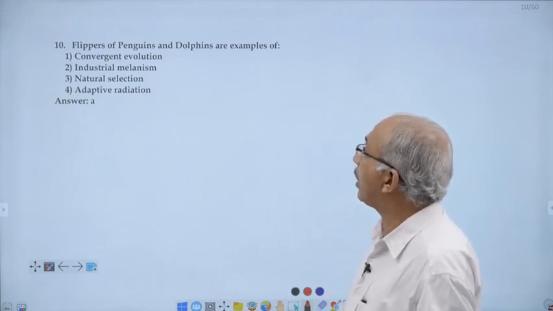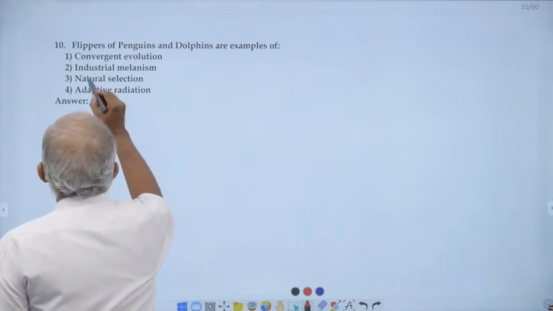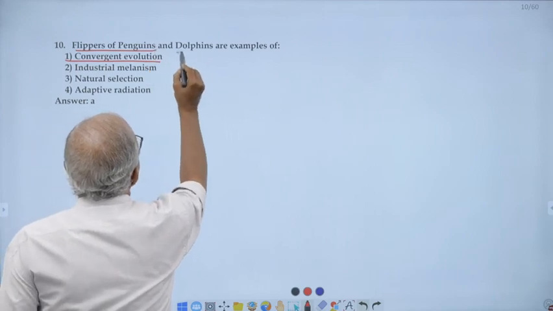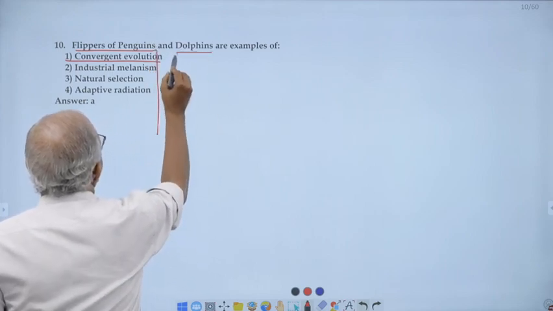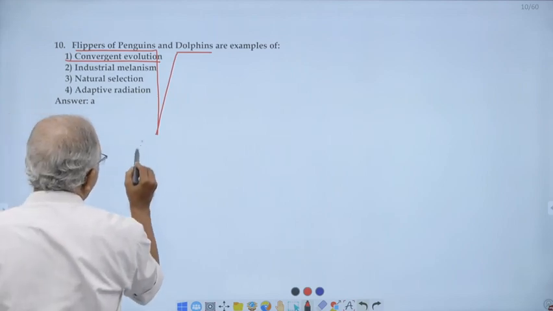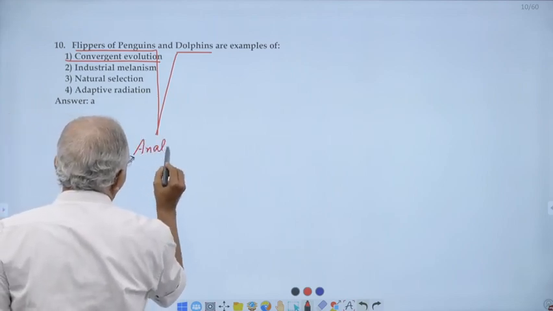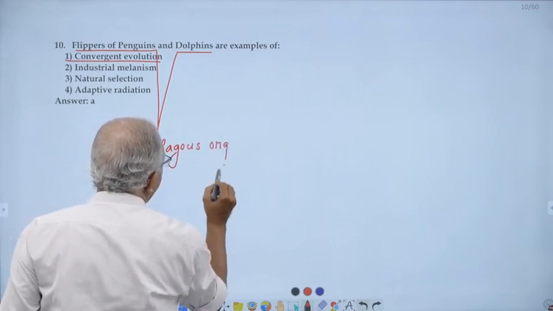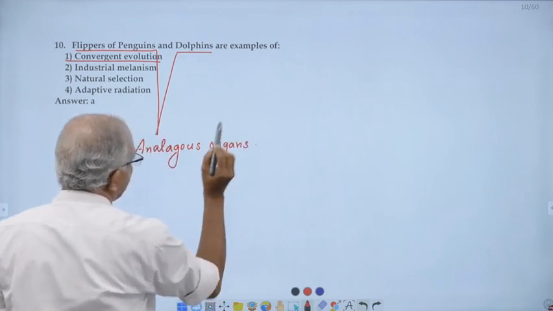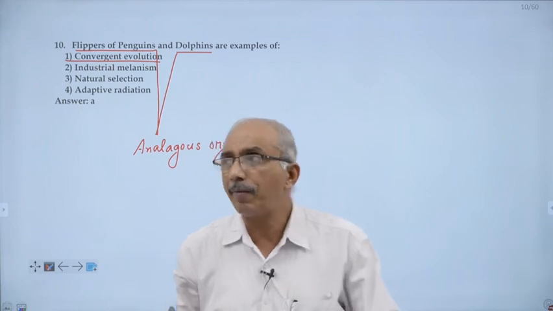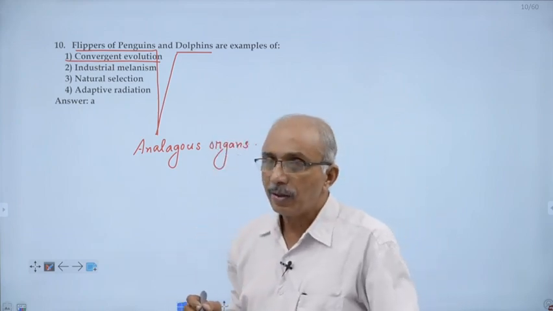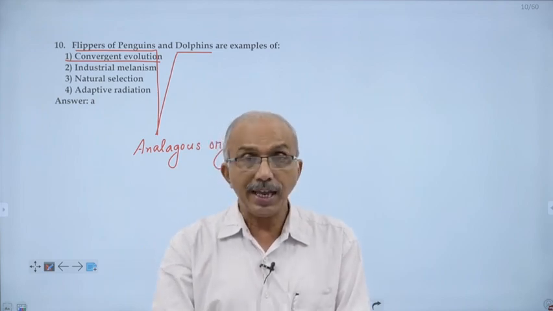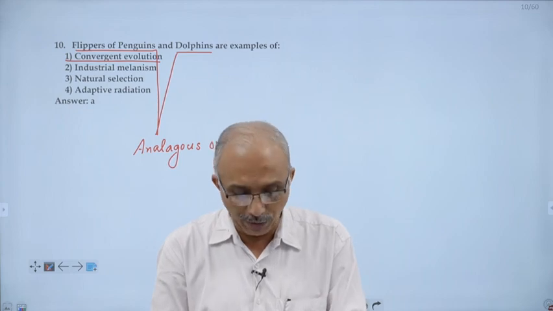Flippers of penguin and dolphin are an example of convergent evolution. Why are they considered convergent evolution? Because they are analogous organs. Flippers of penguin and dolphin are analogous organs, and analogous organs indicate convergent evolution.